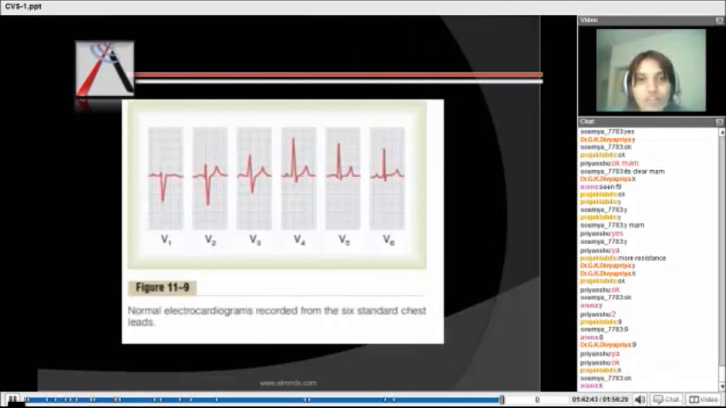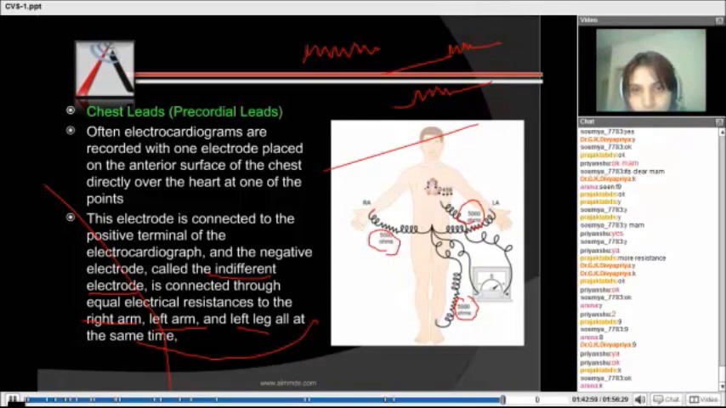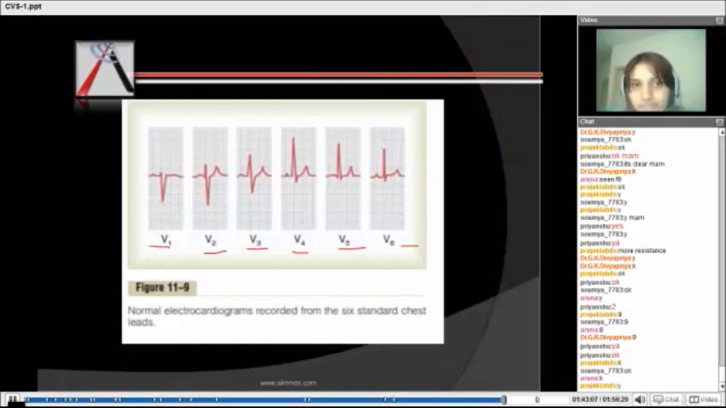Now we have the picture of your V1, V2, V3, V4, V5. What is this? V1 is nothing but your standard chest, first standard chest lead. If you go back to this diagram, this was your first chest point, that gives this kind of an ECG.